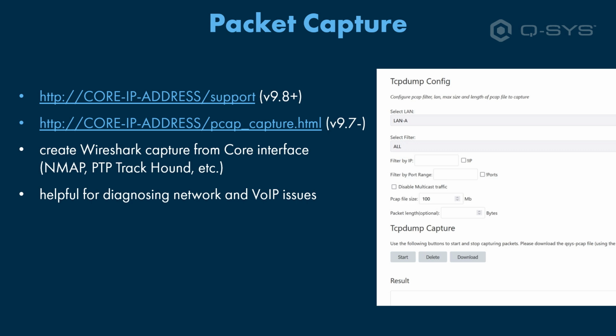So in the later versions of Q-SYS Designer software, 9.8 or higher, you can go to the core's IP address /support, and you will see this page here. In earlier versions, 9.7 or lower, you can go to the IP address /pcap_capture.html. Either way, you will get this option where you can essentially record the traffic that is leaving and coming to the core for a certain amount of time. And you specify what kind of traffic you're interested in, what sort of DSCP values you care about recording, and then you can take this information and investigate it.